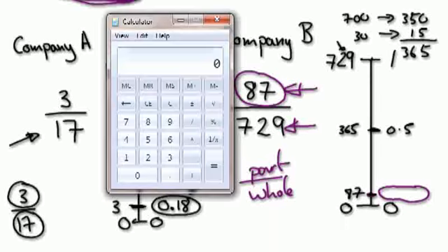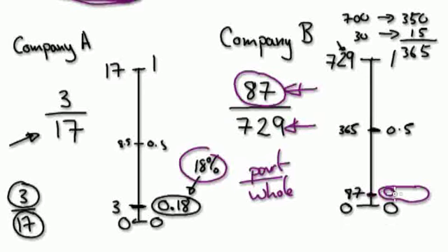Okay, so calculator, 87 divided by 729 equals 0.12. So this is like 12%. And remember, looking at the two diagrams, you get a good picture of what's going on here. This is 18%, so it's quite high up. This is 12%, so it's actually lower than this 18%.